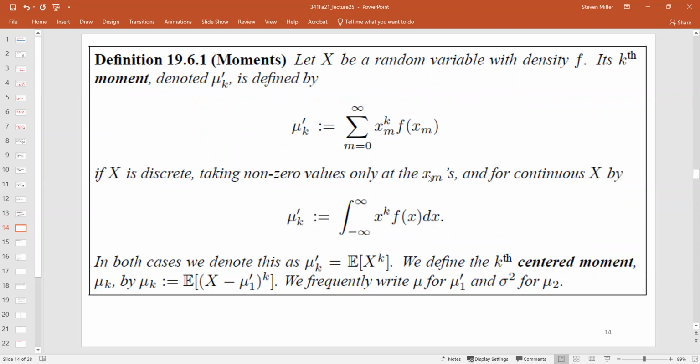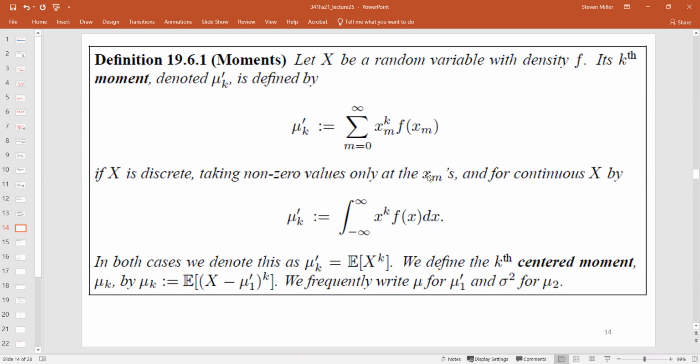So X is a random variable with density F, standard notation. Its kth moment, which we denote as mu k prime, is defined as the sum of xm to the k times f of xm, where it is a discrete random variable taking on the values xm. If it's continuous, it would be the integral of x to the k times f of x. Of course, I could allow it to take on negative values as well. It just depends what I want to study.